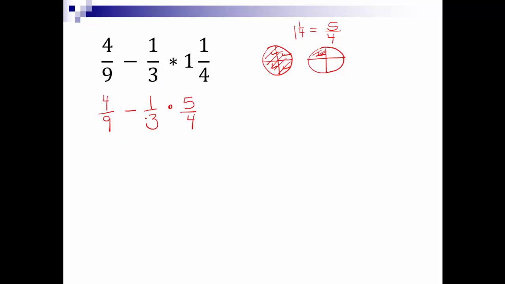At this point, we need to multiply before we subtract. There's no simplification that can occur, so I just multiply straight across the top, straight across the bottom. I come up with 5/12. Keep my minus sign, keep my 4/9.